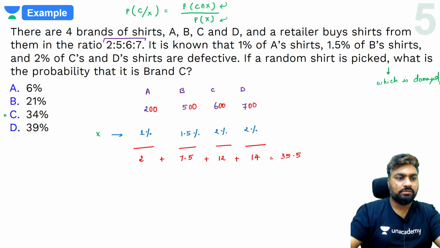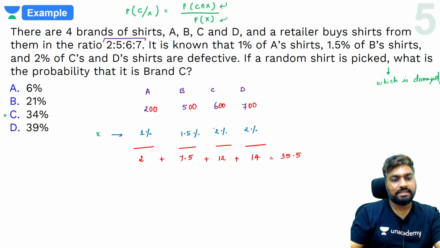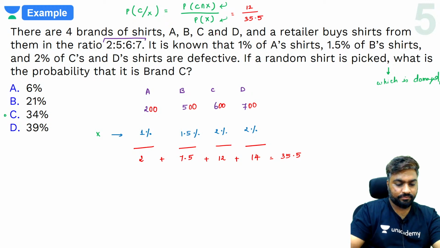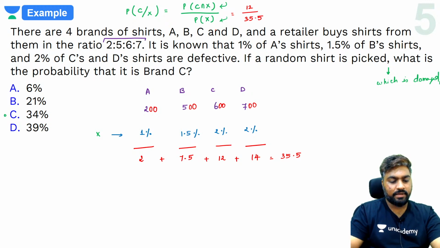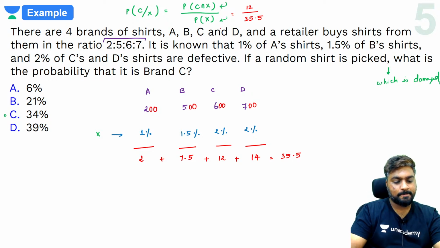Yes. So what do we have to find out? C's case, which is 12. So this is going to be 12 upon 35.5. Do you understand this, guys? I hope you guys are able to understand this. If you want this in percentage, you will multiply it with 100.